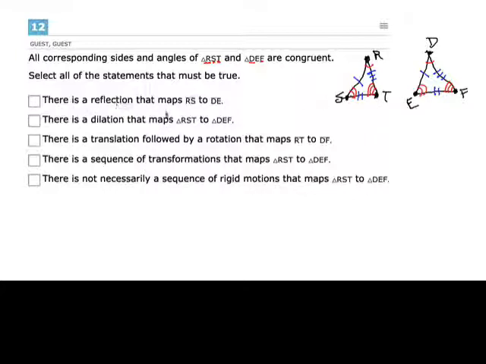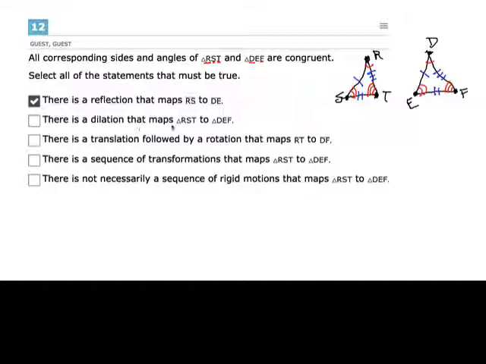The first one, there's a reflection that maps RS to DE. RS to DE. We see that they are in fact the same line, they're congruent with each other. So that could very well be true. Okay, because they're the same, which means they can map onto each other. If you remember, mapping onto each other means that they'll line up perfectly. And if they're congruent with each other, there's a way to get them to map onto each other.